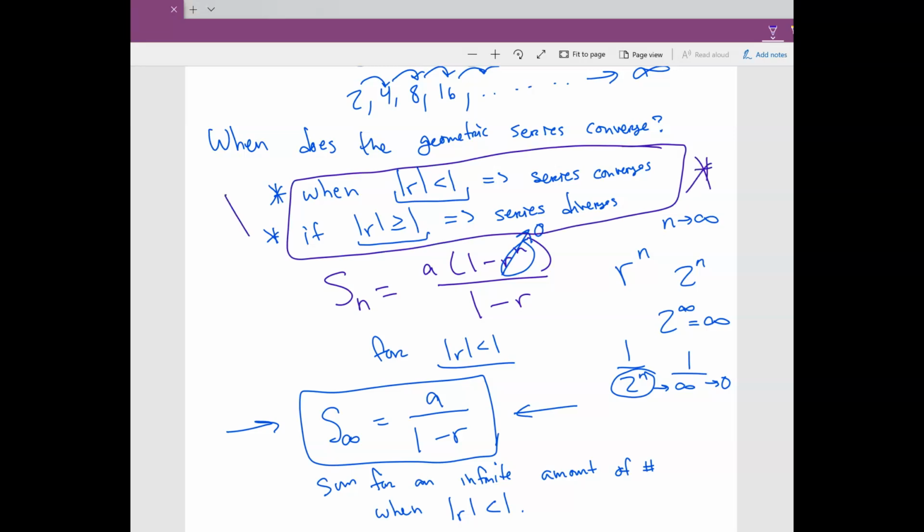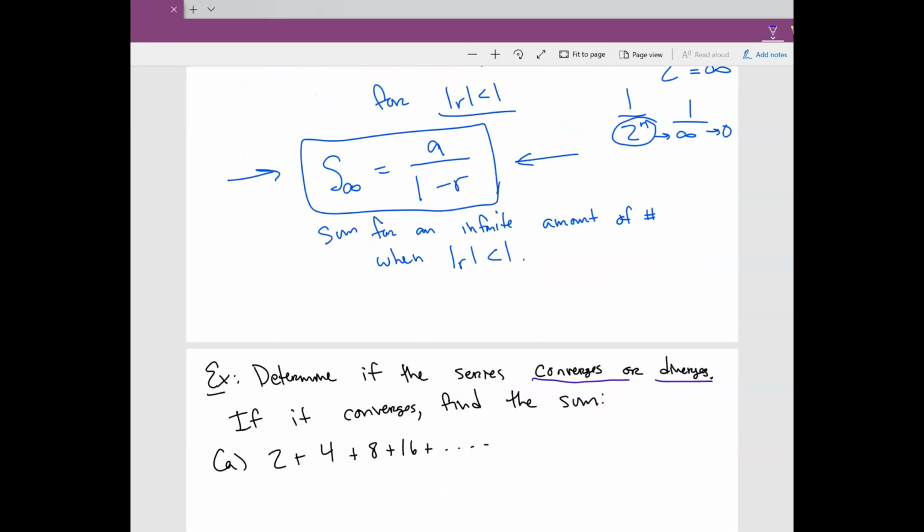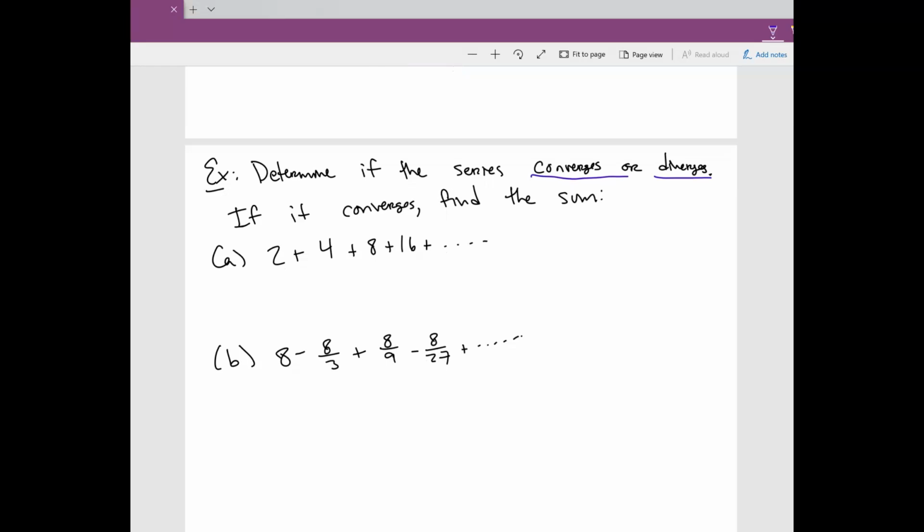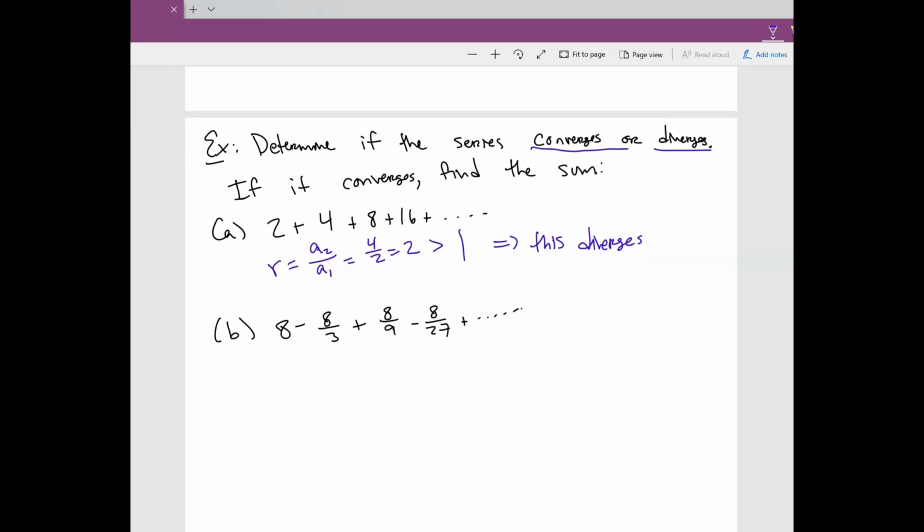This is the important thing. So let's find out what r is. Here you can already see from inspection that this is probably going to diverge, but let's go ahead and test it. Let's first find our common ratio. It's going to be a2 divided by a1, so 4 divided by 2 equals 2. Notice that r is greater than 1. Because it's greater than 1, this diverges. If I were to add in all of these numbers, it's just going to go to infinity. So we're done. We don't need to find the sum because it doesn't converge.